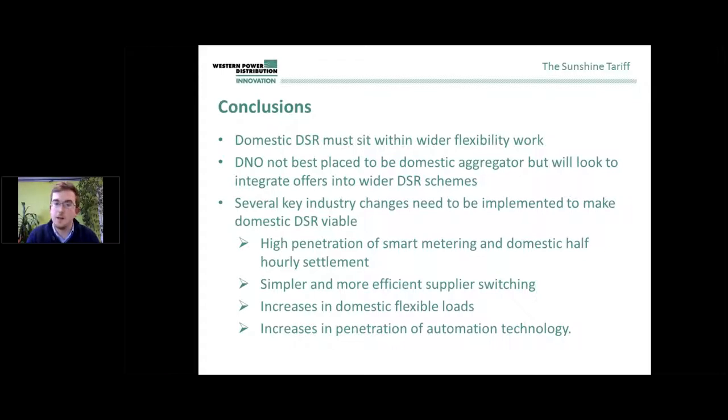So I think those are really key enablers to enabling time-of-use tariffs. I think there's the question about simpler and more efficient switching. That came about as we had quite a few customers who were interested in the tariff, but couldn't actually make the switch due to various different objections from previous suppliers.